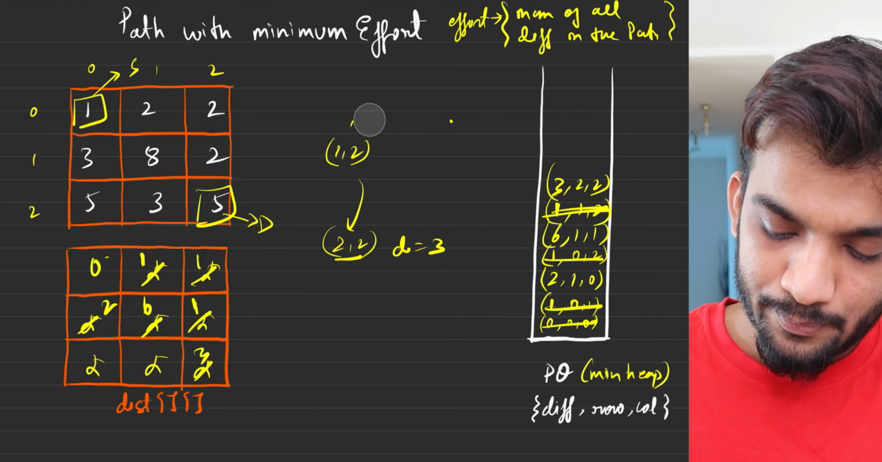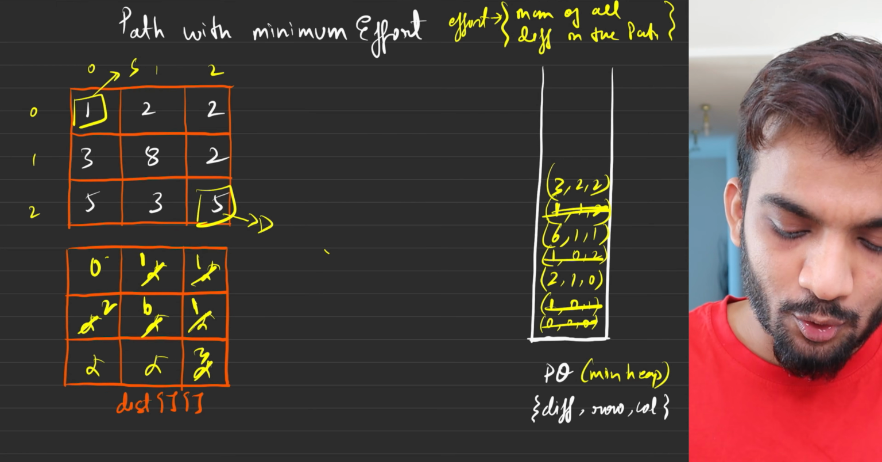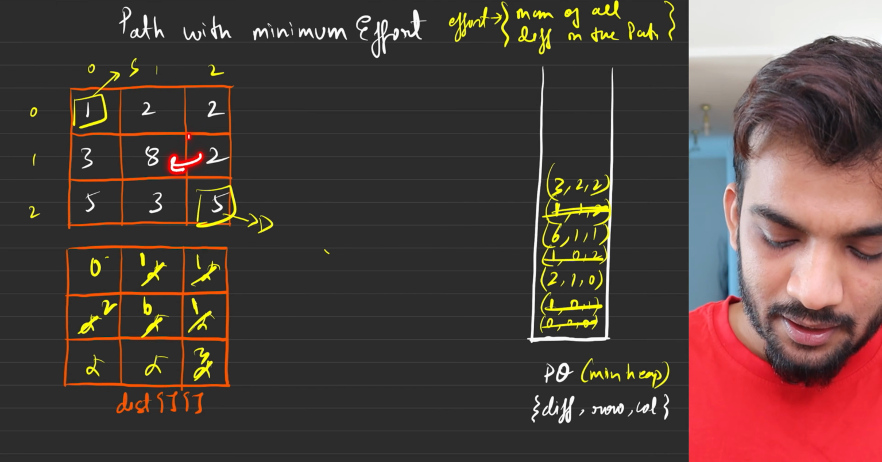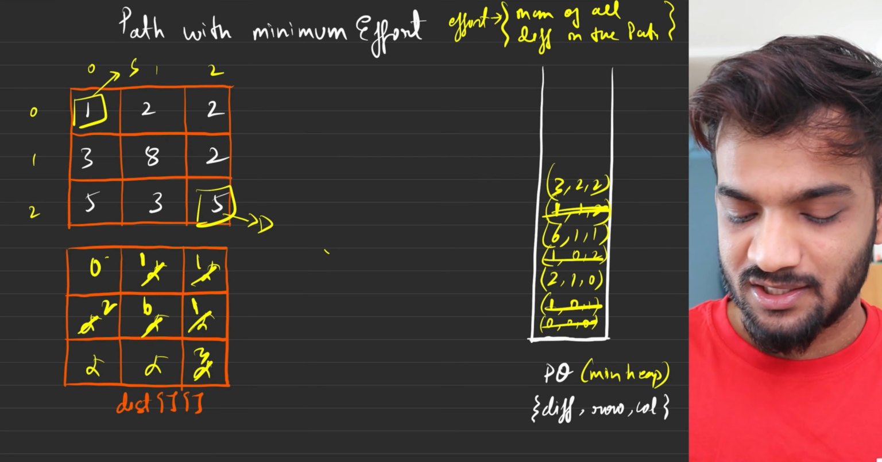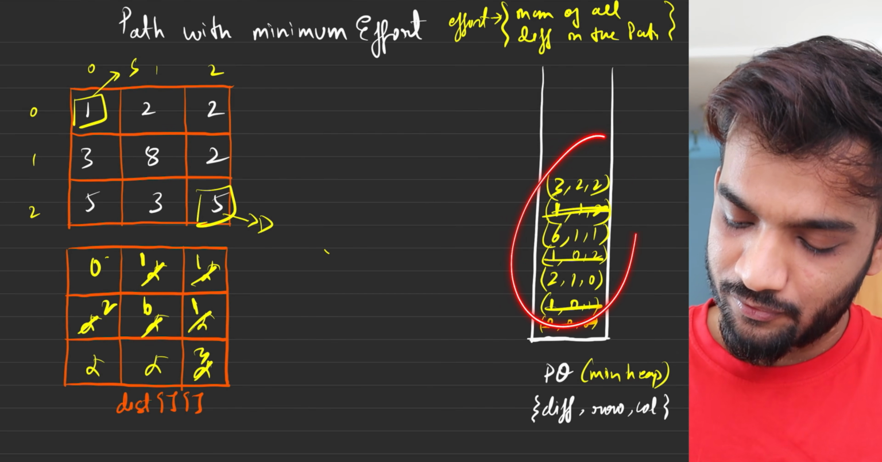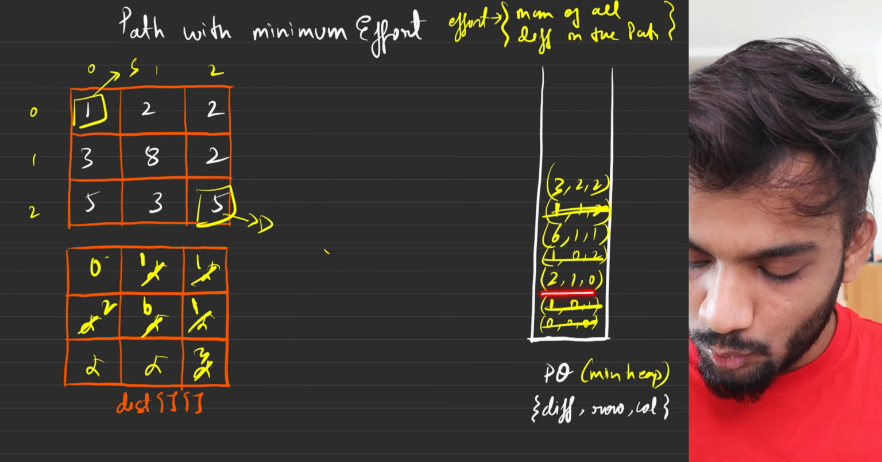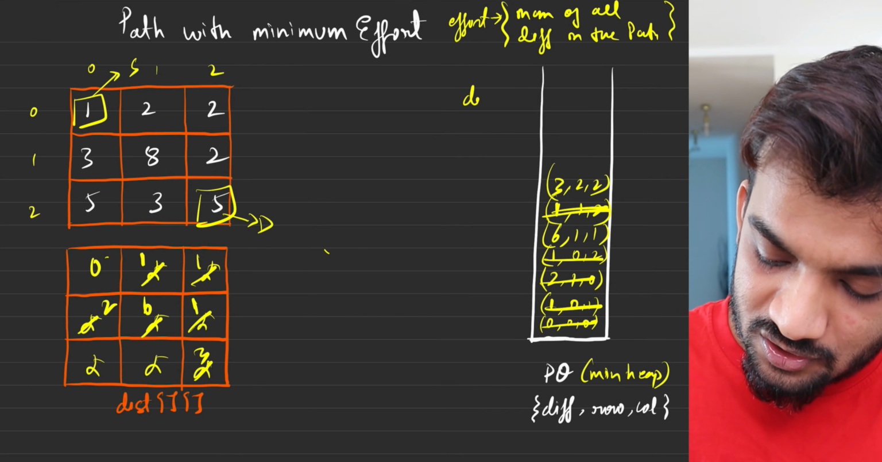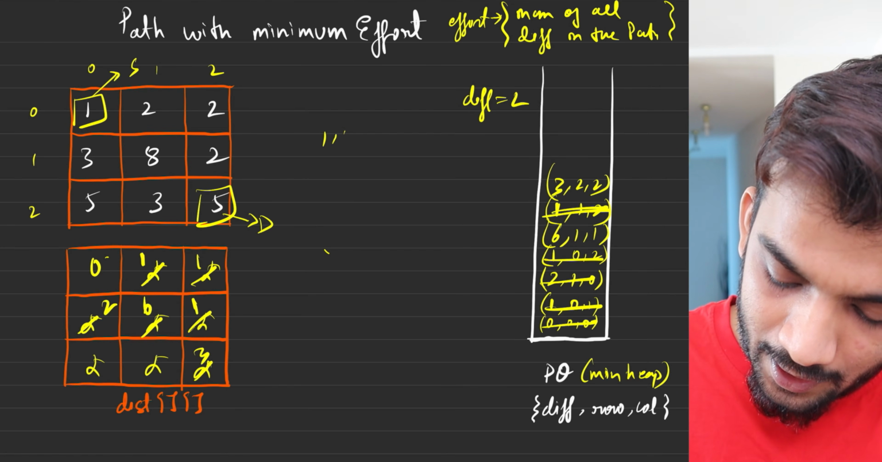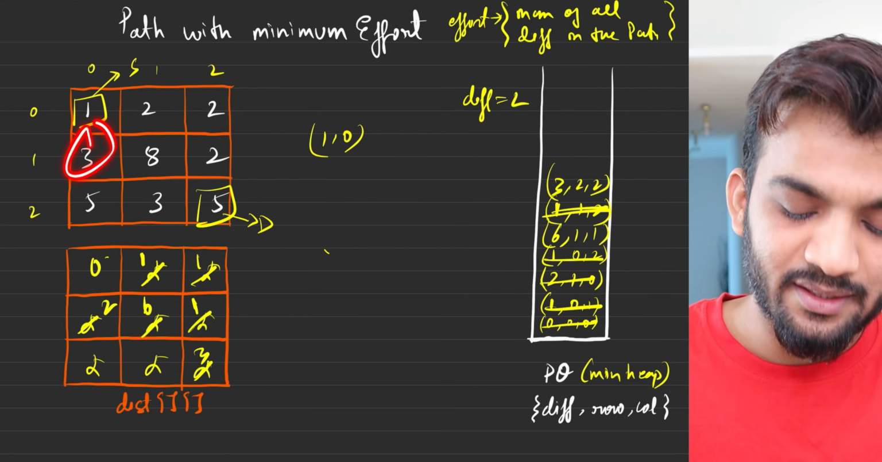So I'll omit this. You could try going to the left as well. It'll be a 6, which is already there. So there's no point in going to the left. Next, which one will the priority queue give? Obviously, this one, 2 comma 1 comma 0. So I'll take 2 comma 1 comma 0. Now I'm saying the difference is 2 and we are at 1 comma 0, which is particularly this coordinate.